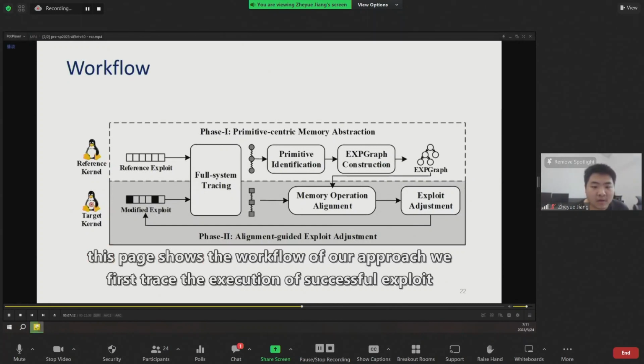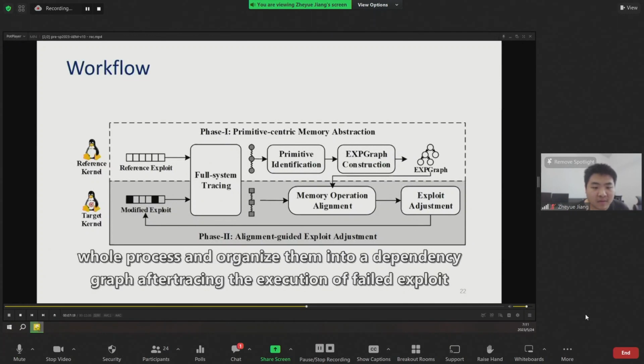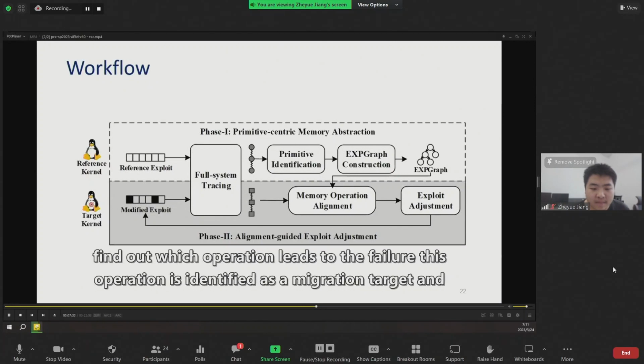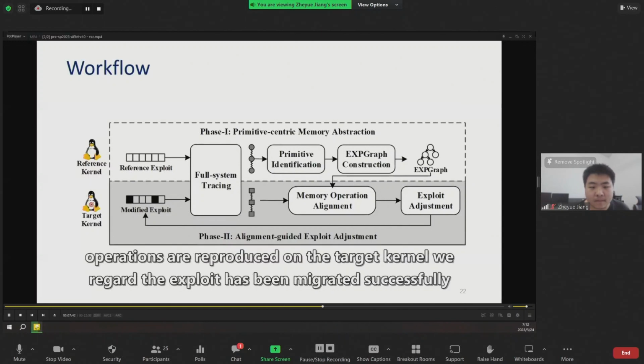We first run the execution of the successful exploit and identify the triggered primitive. Then we extract the critical memory operations in the whole process and organize them into a dependency graph. After tracing the execution of the failed exploit on the target kernel, we align the memory operations with the critical ones from the successful process and find out which operation leads to the failure. This operation is identified as the migration target, and we try to adjust the exploit to reproduce it on the target kernel. Note that only if all the critical operations are reproduced on the target kernel, we regard the exploit as migrated successfully.